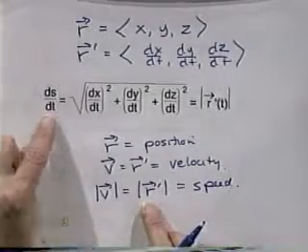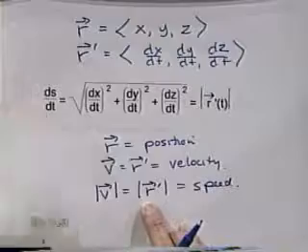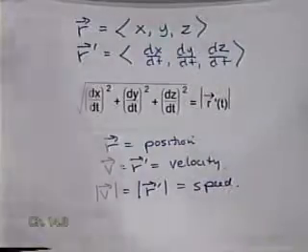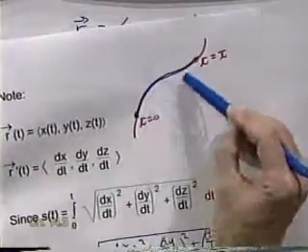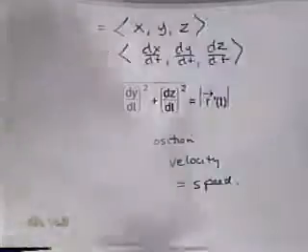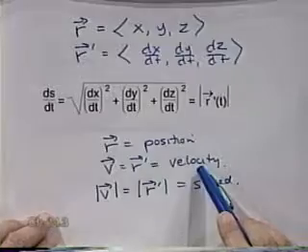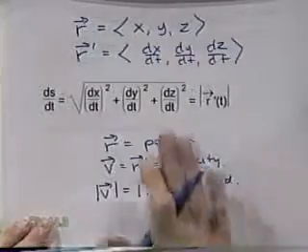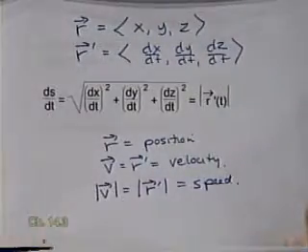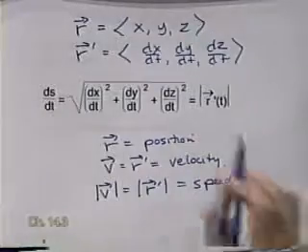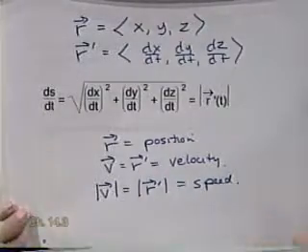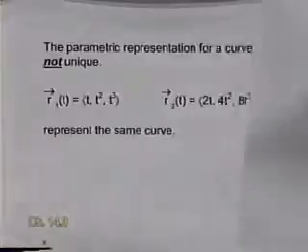This makes sense. How fast your arc length is changing is how fast you're moving along the curve, right? And that directly equals the magnitude of the velocity vector. So it all sort of ties together. But this is one to keep on the side. We have ds/dt is equal to the magnitude of r prime. Okay? All right, now, moving along.